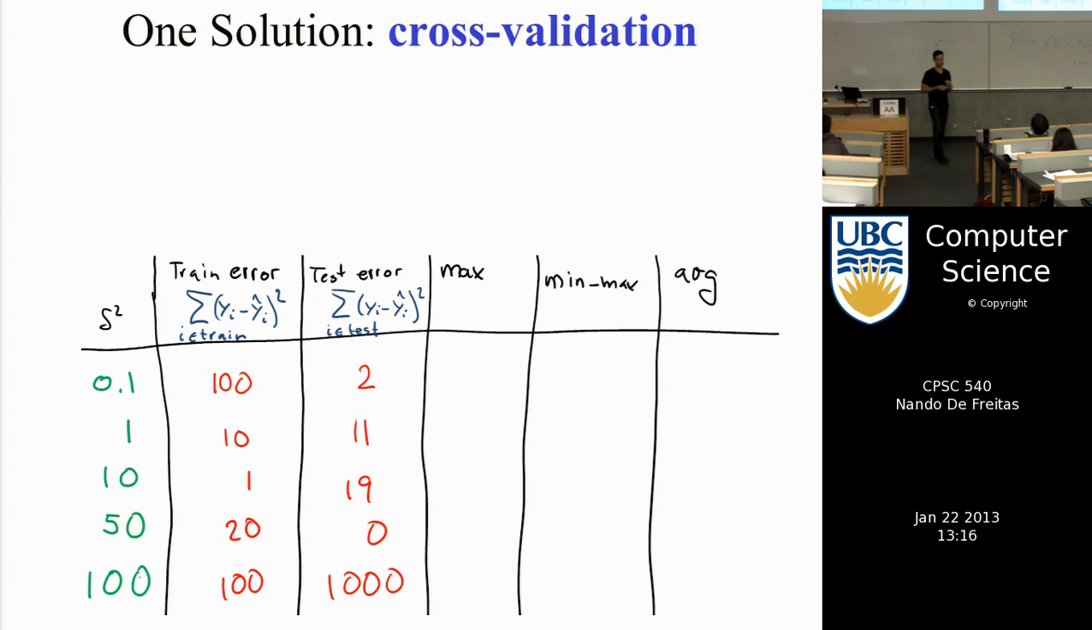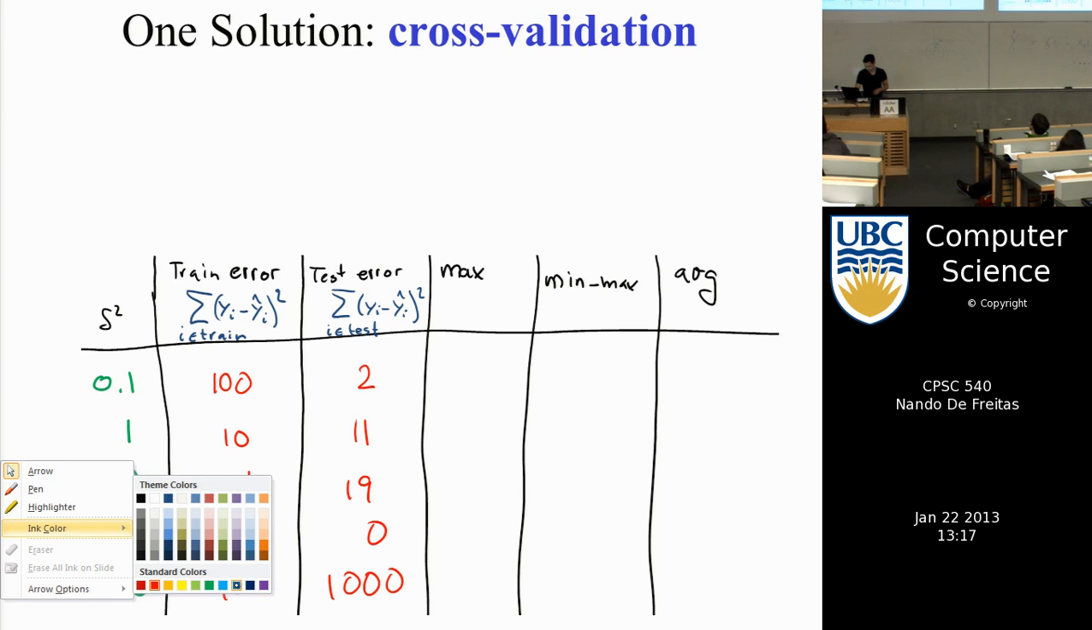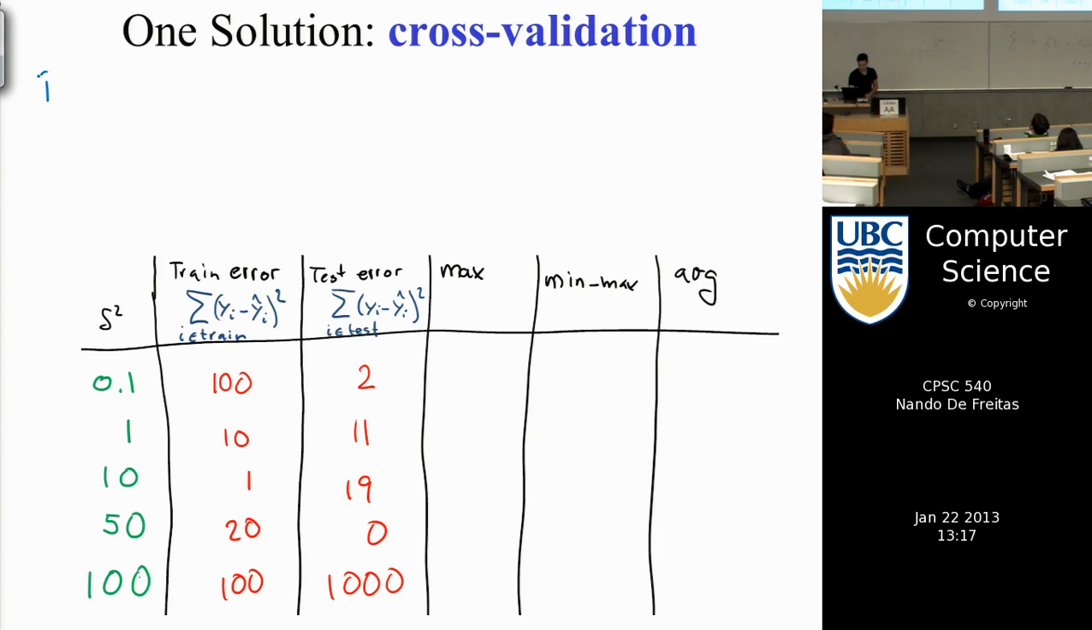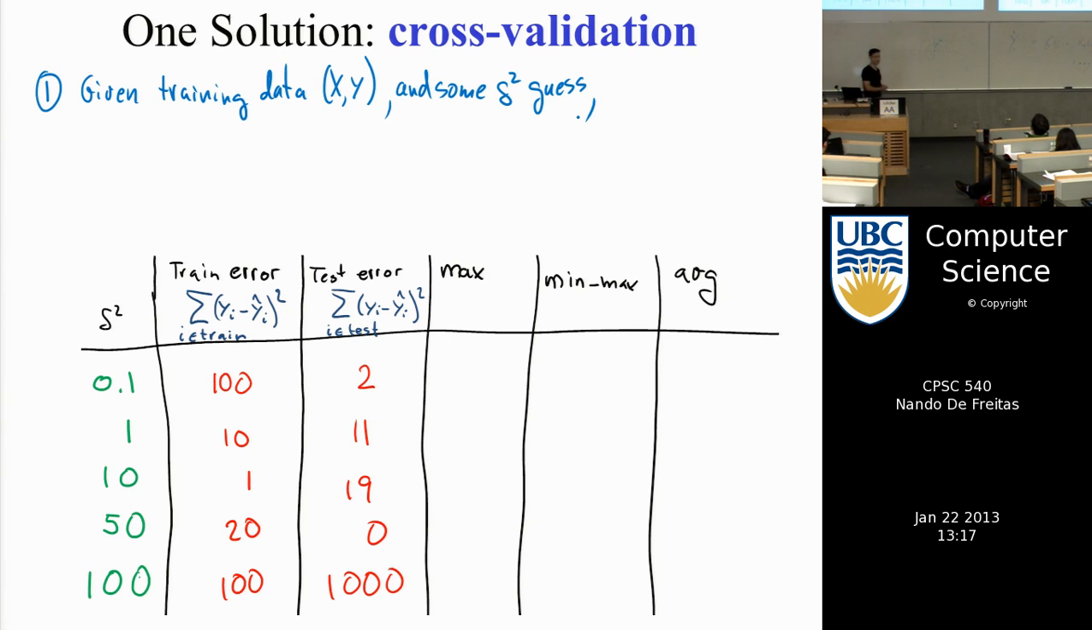Let's start with the easiest form of computing the parameters. For now, I'm just going to do delta squared, but the same procedure can be used to estimate lambda. Let's for now focus on delta. This is going to be the procedure. Step one: given some training data, x, y, and some delta squared guess. So we guess a delta squared. We compute theta hat, the solution to the ridge regression problem: basically x transpose x plus delta squared, inverse, times x transpose y.